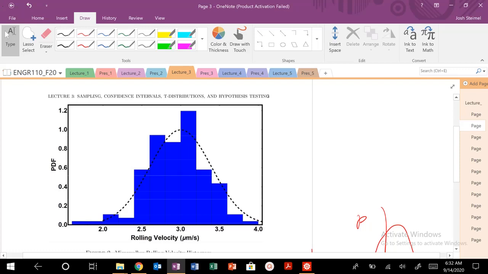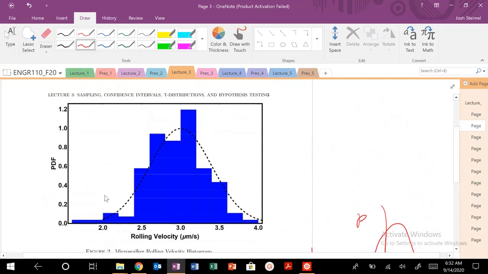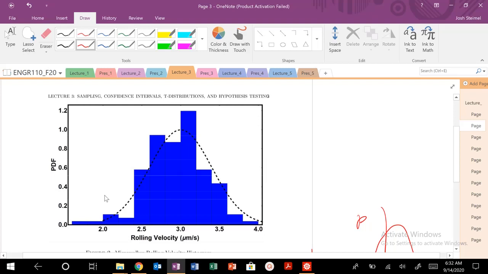And we are going to talk finally about the central limit theorem. So last time we did our usual Z analysis. We looked at the distribution of our population. We said, okay, this looks pretty Gaussian, so we fit it with a PDF, and it looks pretty nice.